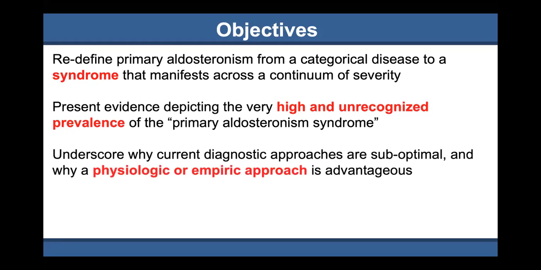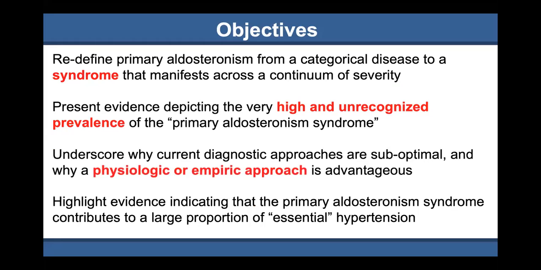I'll underscore for you why the current way we approach primary aldosteronism diagnosis is not ideal and how a physiologic or more empiric approach might be better. And finally, I'll show you data that suggests primary aldosteronism is likely a major contributor to the pathogenesis of what is typically considered idiopathic or essential hypertension.